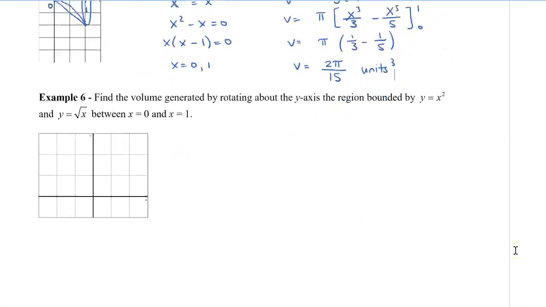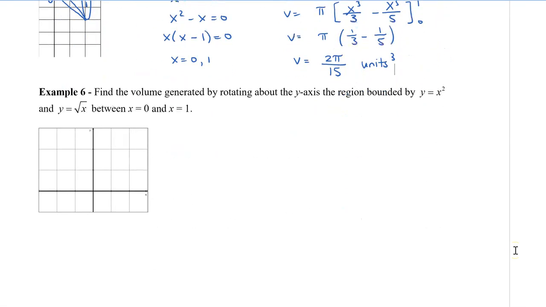All right, let's take a look at another one. So this time, let's revolve about the y-axis so you can see the difference. This time, the region is bounded by y equals x squared and y equals root x between 0 and 1. So again, I'm going to enlarge my axis. So I'll put 1 here, 1 here. And again, I have my parabola.